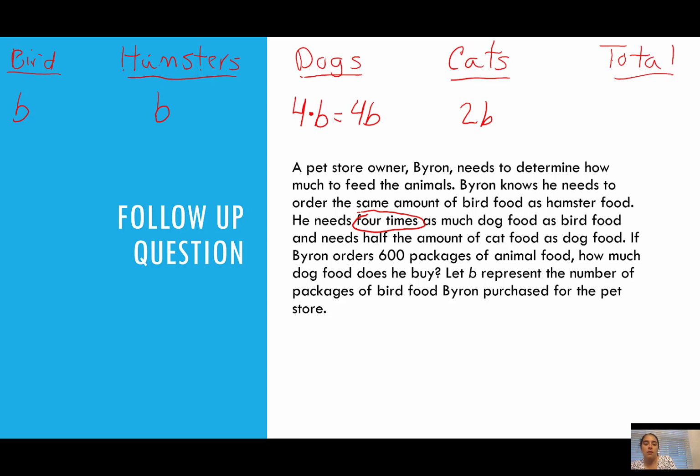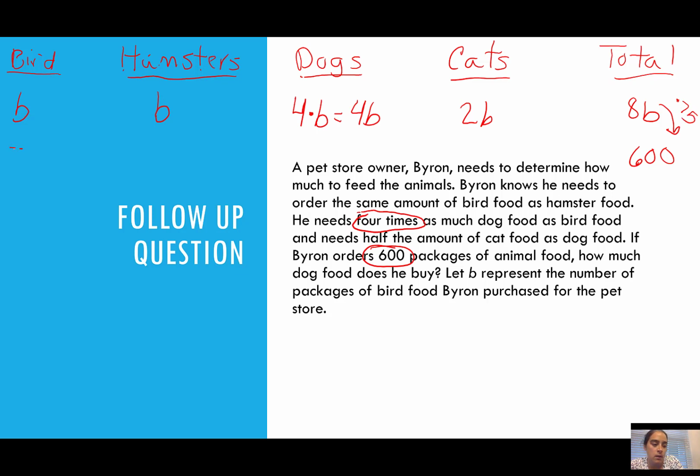So I have a total, how many B's right now? 4 plus 2 is 6, 7, 8, 8B. But according to this problem, I want the total packages of food to be 600. So I'm thinking 8 times what is going to give me 600. Now, I could roll my 8s, I'll be here a while, or I could just do a division problem. 600 divided by 8, which gives me 75. So B is 75.